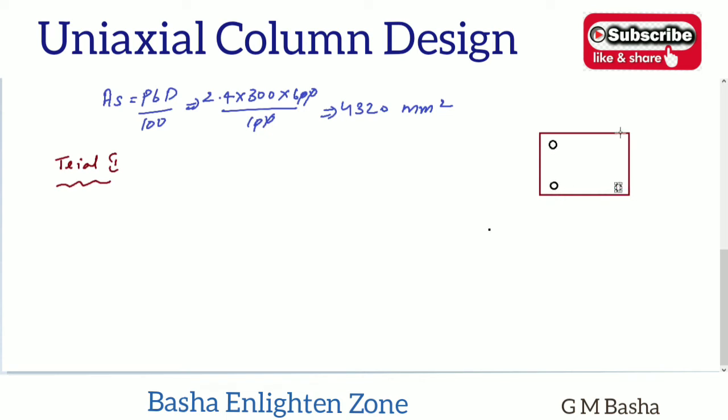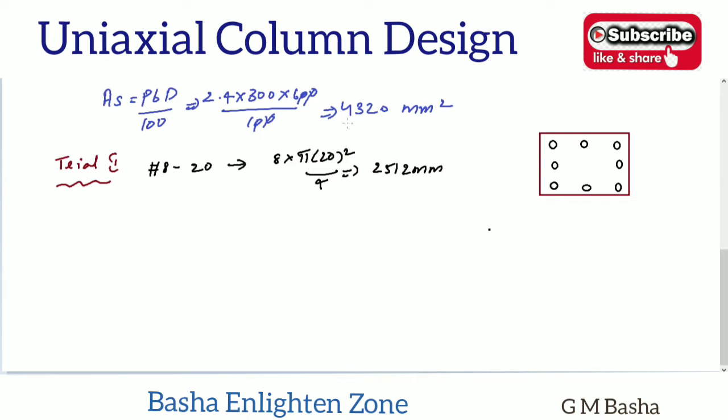See one more condition. If I use 6 bars, they are equal only on two faces, not on all faces, so I am going for 8. Eight is also suited, equally on all faces. Then I am choosing 8 bars of 20 dia bar. If it is higher, I will go to the lesser value. So it is better to find 8 into pi d square by 4. If you simplify, already I simplified, I will get 2512 mm square.